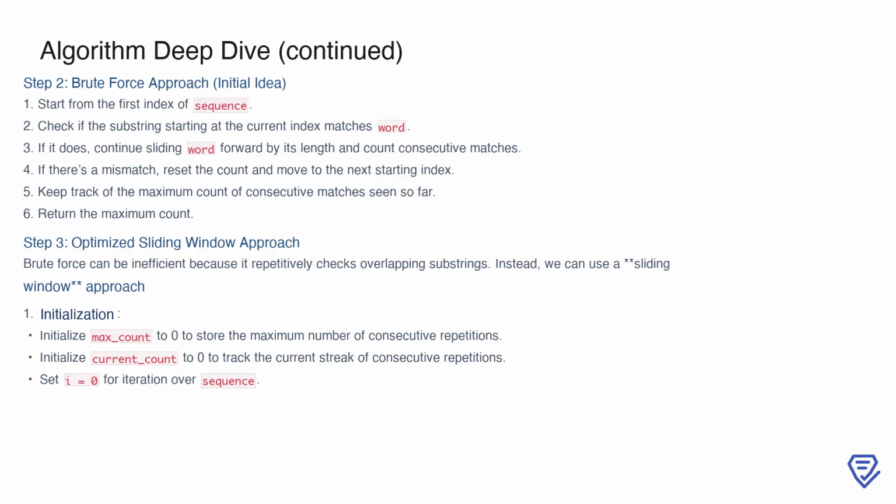While this method works, it can be inefficient because it repeatedly checks overlapping substrings. To address this, we can optimize the approach using a sliding window technique. In this optimized method, we initialize variables to track the maximum consecutive repetitions, the current streak, and our position in the sequence. This approach reduces redundant checks and improves efficiency.